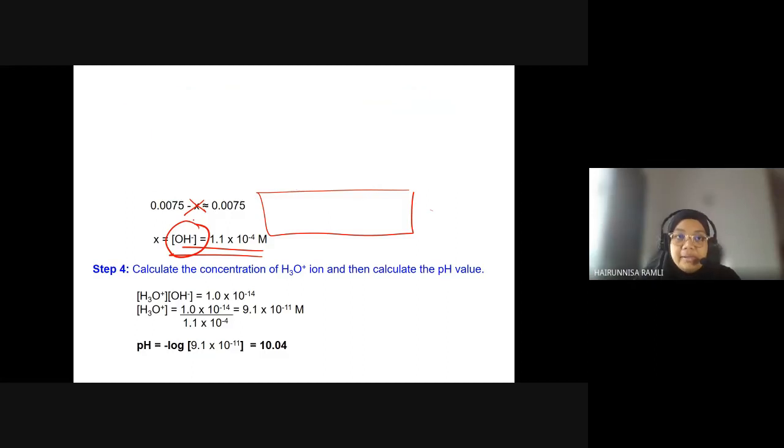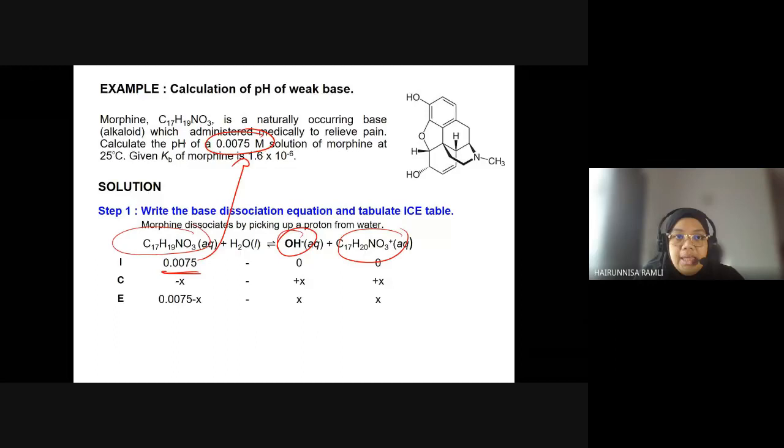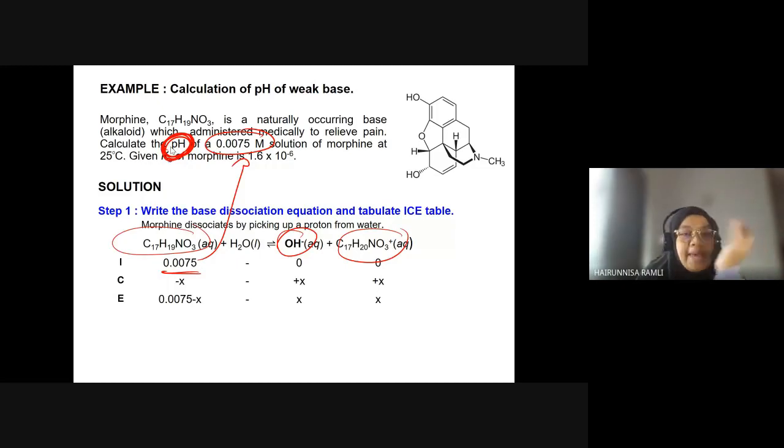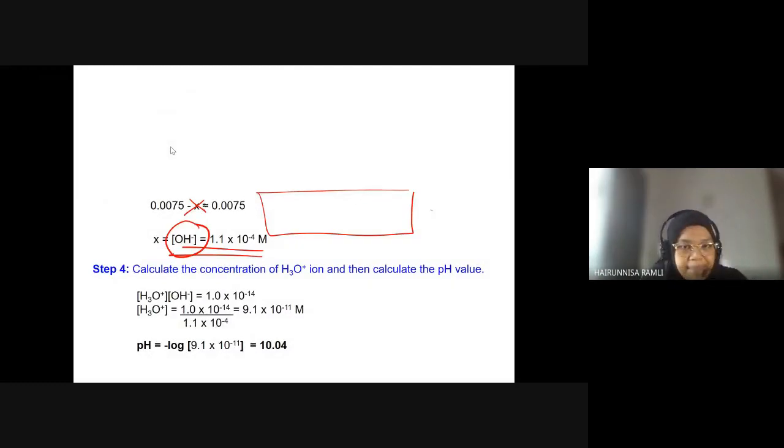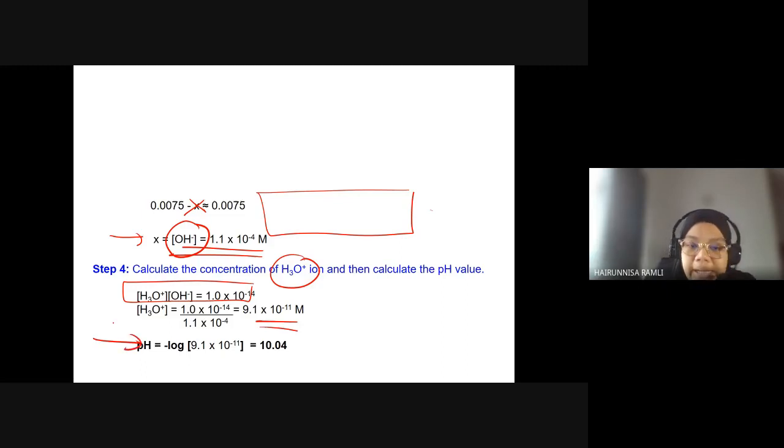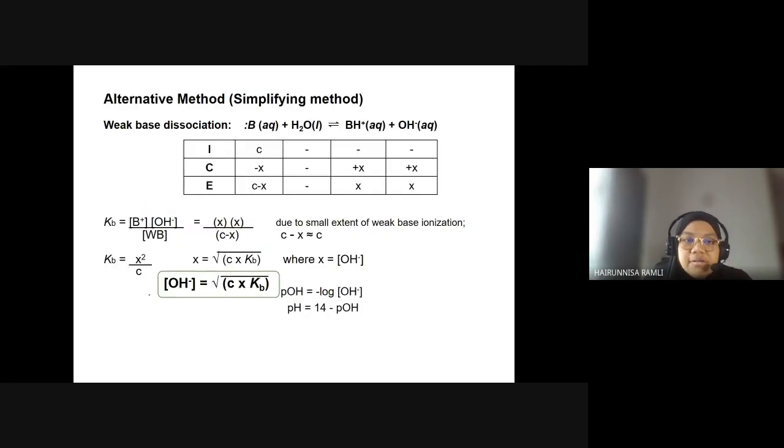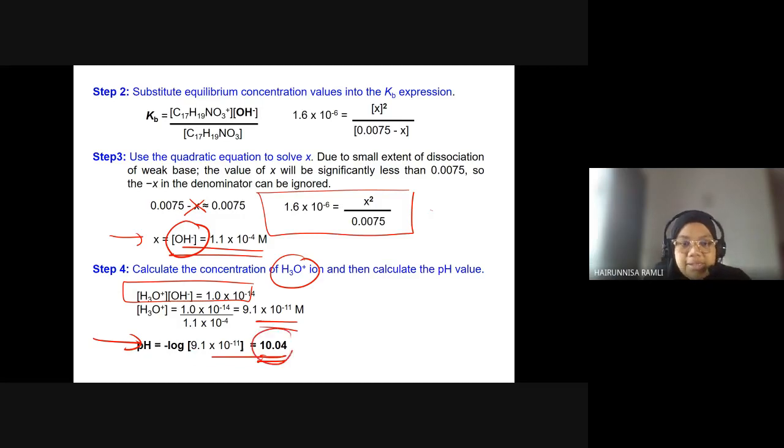Okay, what does the question ask for? The question asks for pH. For a base, the method will have one step further. You must have an extra step, because you get OH minus. Now you want pH, so you need to find H plus. You calculate H plus using this formula. Then you will get pH, which is negative log H plus. You get the value here. So after that you can get the value of pH.